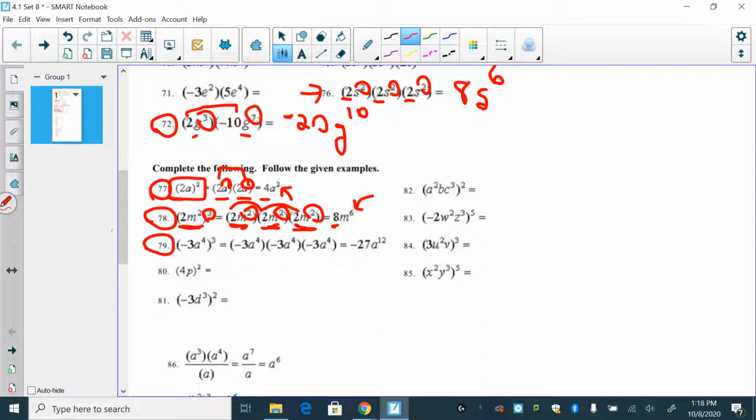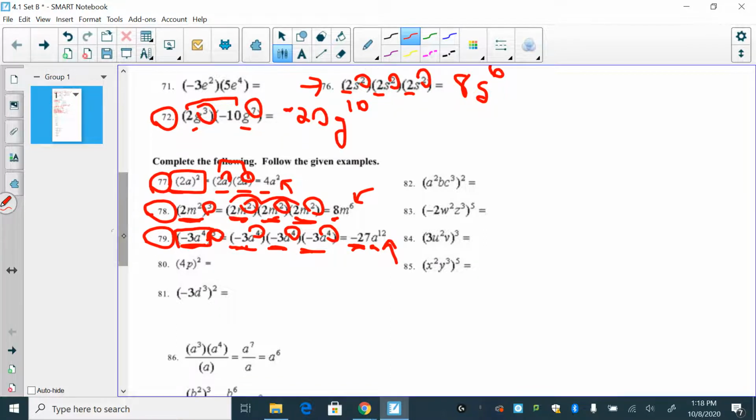Let's look at 79. So this says exponent of 3. So repeat this base of negative 3a to the 4 three times. So there it is, 1, 2, 3. Negative 3 times negative 3 times negative 3. There's my negative 27. A is my base, so I'm just going to rewrite that. 4 plus 4 plus 4. There's my 12. So that's how you do those questions.